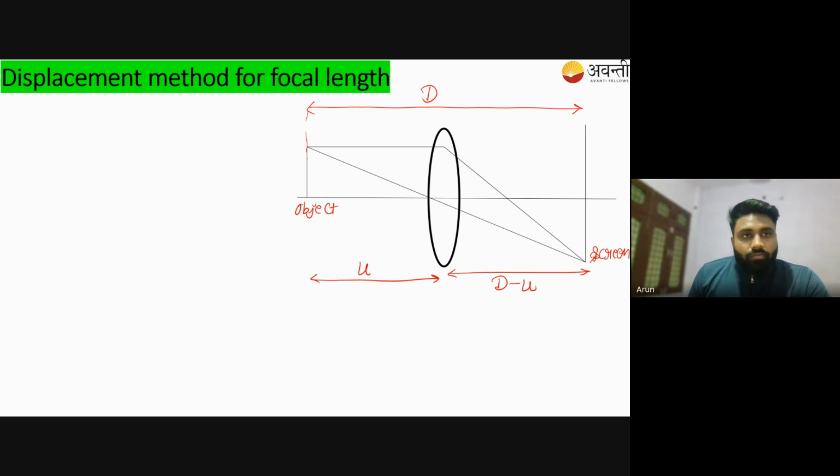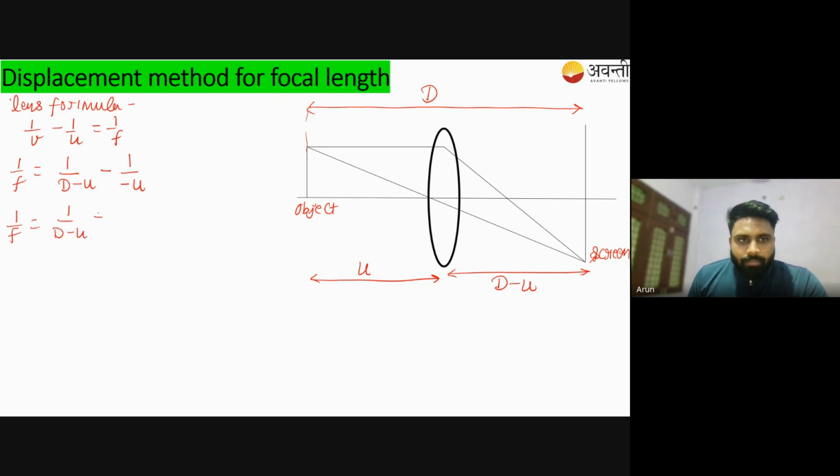So the formula we are going to apply here is the lens formula, not lens maker's. Lens formula, what is that? 1 upon v minus 1 upon u is equal to 1 upon f. 1 upon f is equal to 1 upon, what is the value of v? v is D minus u. D minus u, minus 1 upon, what is the value of u? u is measured in this direction, so it would be considered as negative u. 1 upon f is equal to 1 upon D minus u plus 1 upon u.